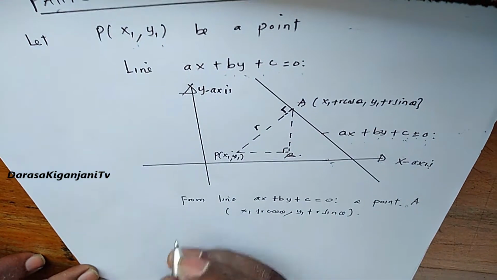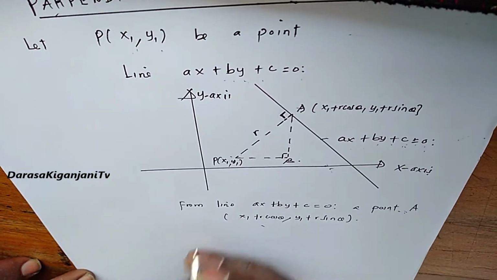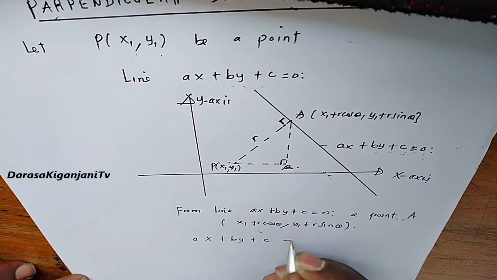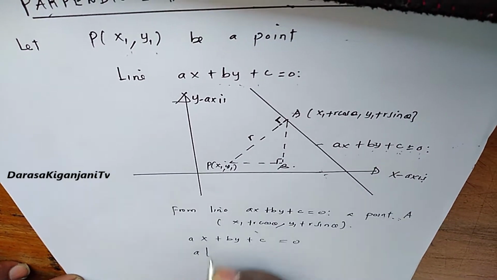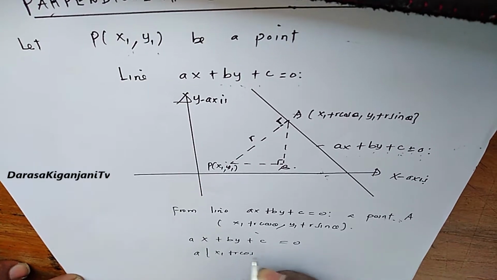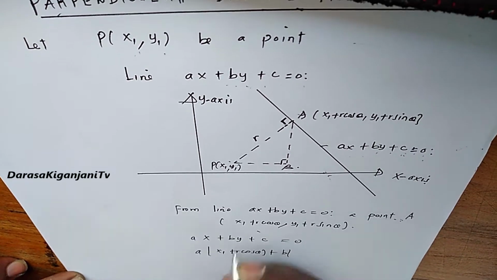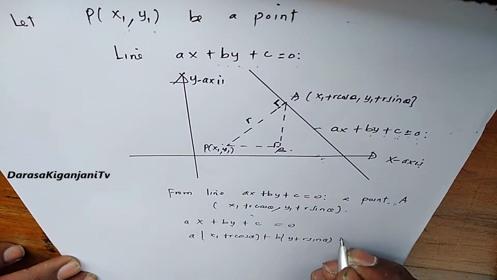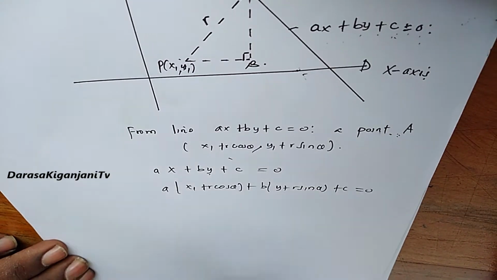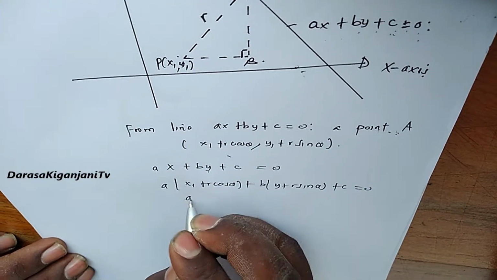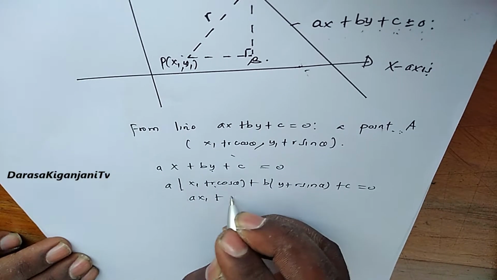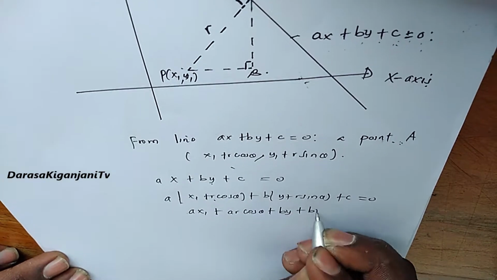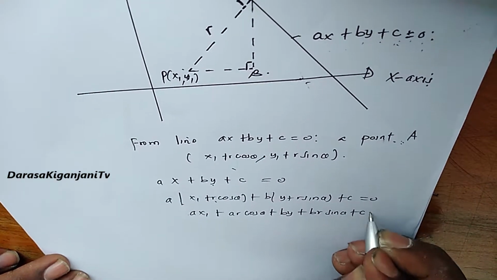So once we substitute, this will be the x and this will be the y. We have ax + by + c = 0. So a times the x coordinate, x1 + r cos θ, plus b times y, y1 + r sin θ, plus c equals 0. Now we want to expand. So we'll have ax1 + ar cos θ + by1 + br sin θ + c = 0.